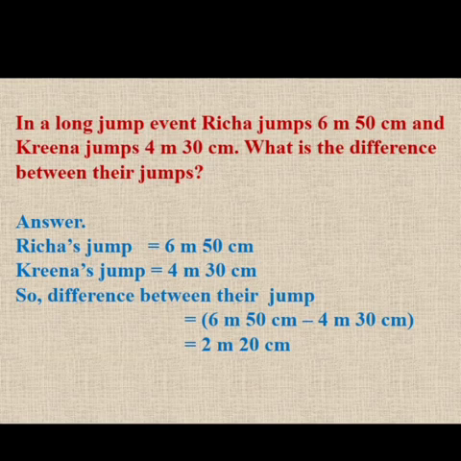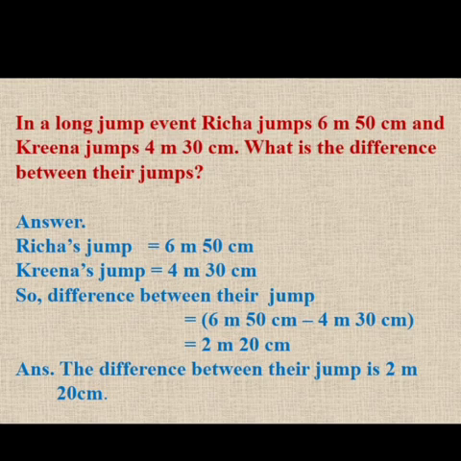So, we have to find out the difference between their jump. Students, I had already told you that to find out the difference, we will follow the subtraction method. So here you can see that we have to find out the difference between their jump. That means we will follow the subtraction method. So 6 meter 50 centimeter minus 4 meter 30 centimeter. If you subtract 4 meter 30 centimeter from 6 meter 50 centimeter, you will get 2 meter 20 centimeter. The answer is the difference between their jump is 2 meter 20 centimeter.